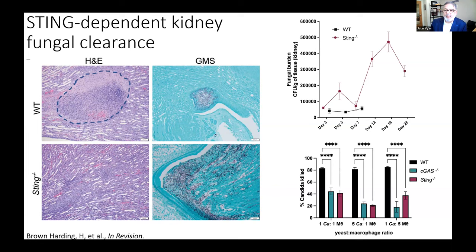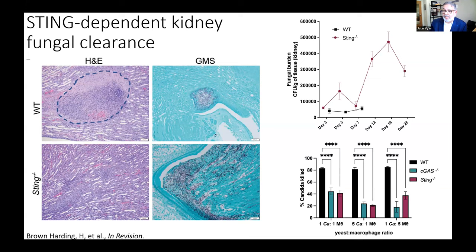And yet when we looked at the STING knockout mice, we saw essentially no collections of abscesses formed in the early or in some of the later phases of the infection. So despite the fact that it had a higher fungal burden, we did not see the same organization at the tissue level that we would have typically expected to see in the wild type as it related to trying to contain this type of infection.